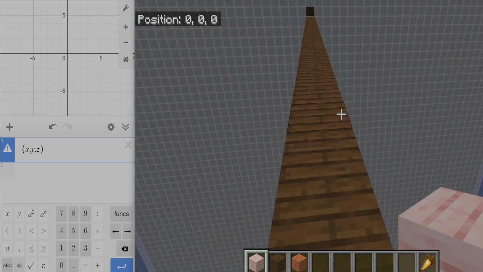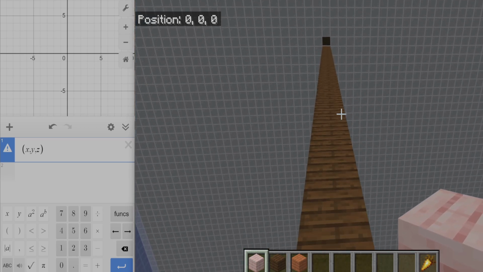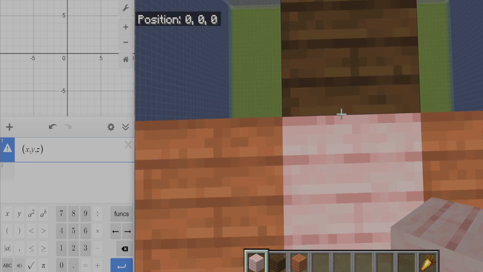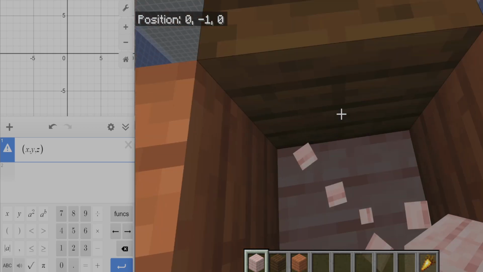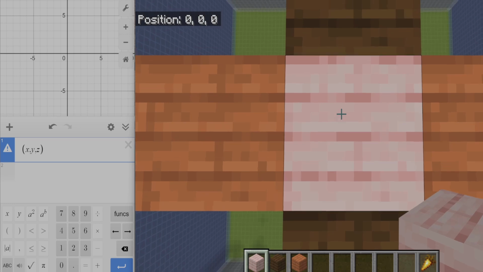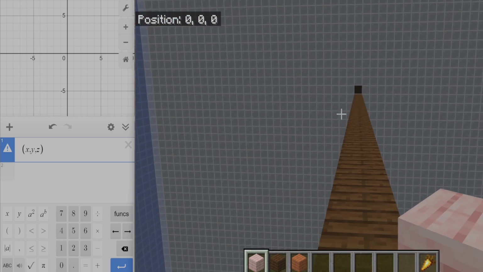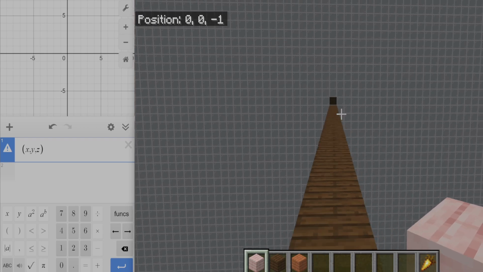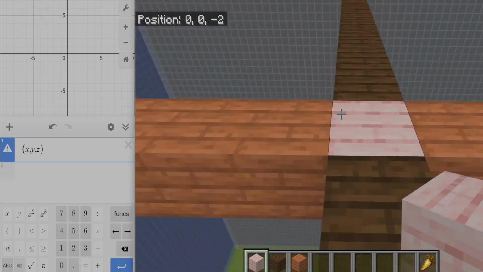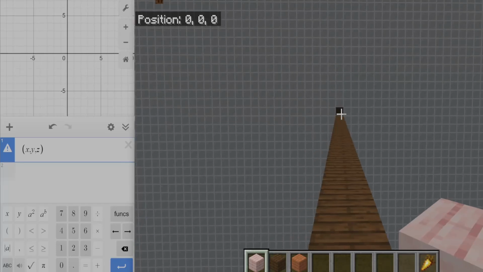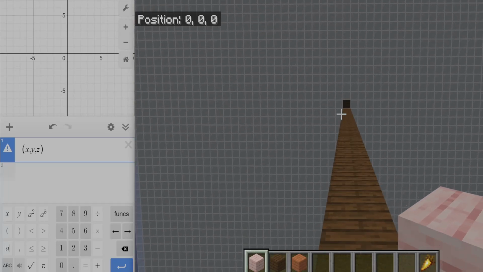So if I jump, you'll see that I go up 1 and then back down to 0, right? And then if I remove this block, I go down 1, and then if I put it back, I'm back at 0. So that means that the y position is the up and down position. This is the y axis. The up and down is the y axis.